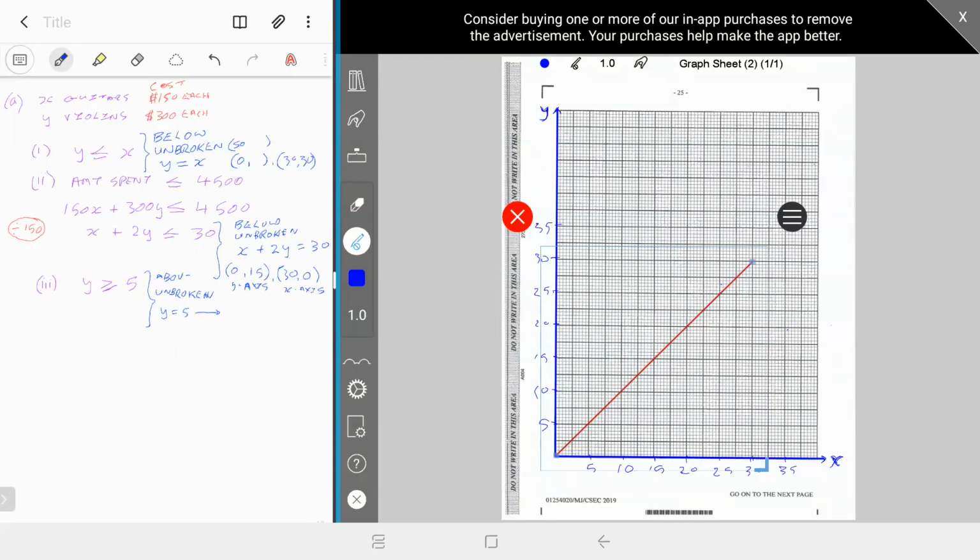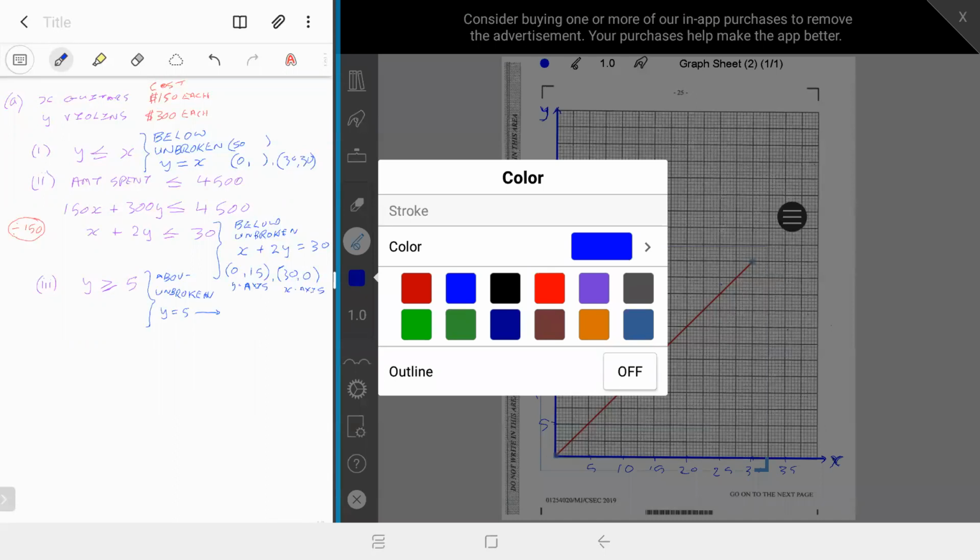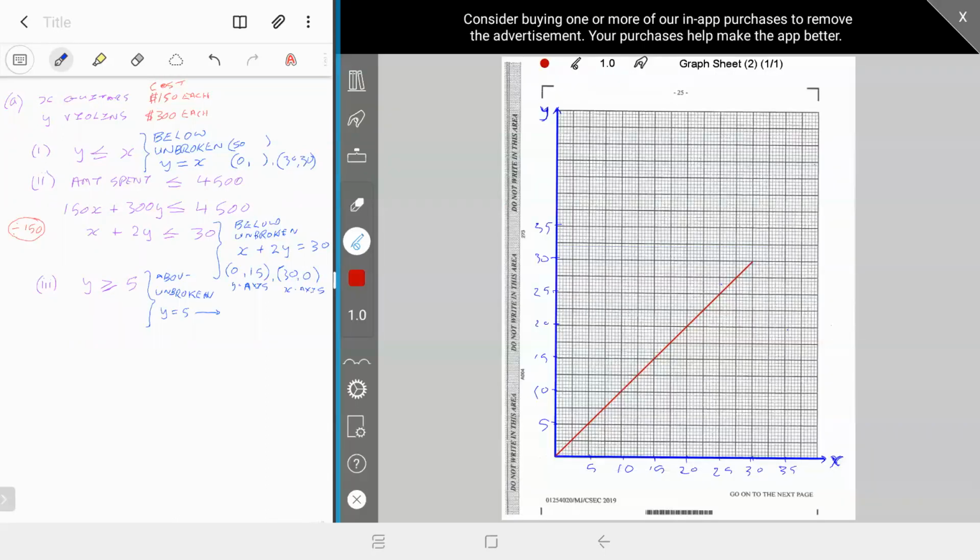And what did we say? Label the line with the equation. Let me use the same color right here. So this line is the line y equals x. And then we want above or below that line. We want below, so put the arrow pointing down to show that you actually want below this line. That's the first one.